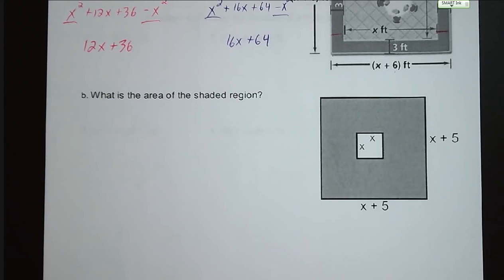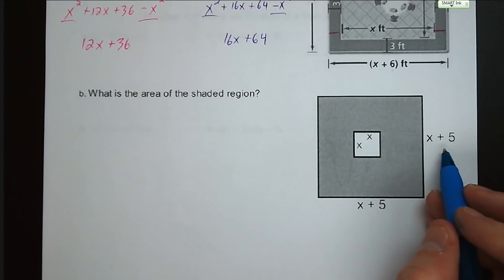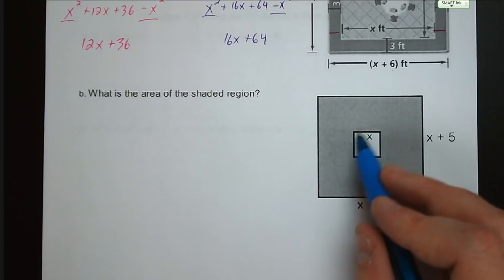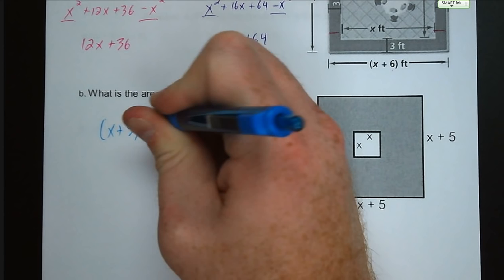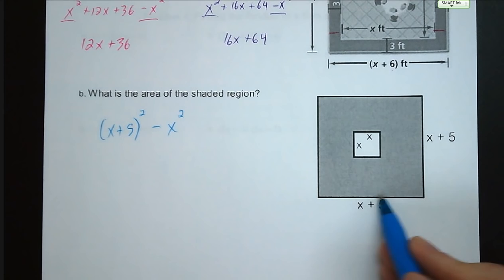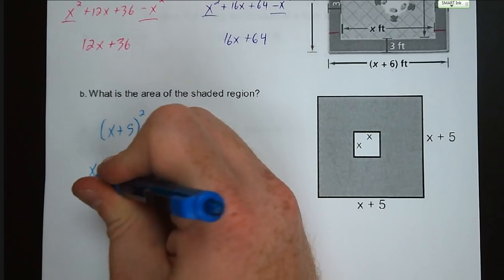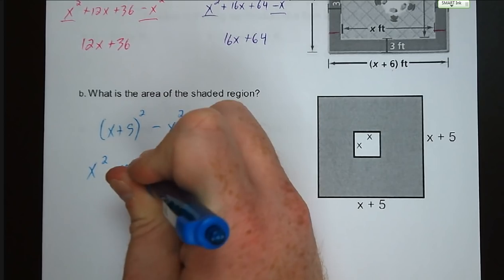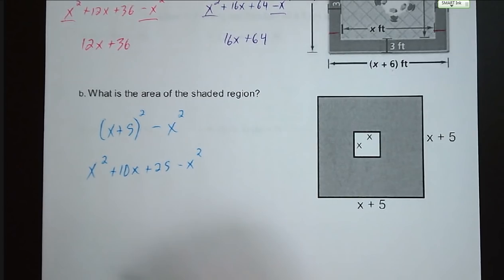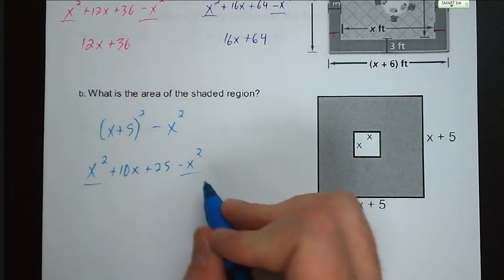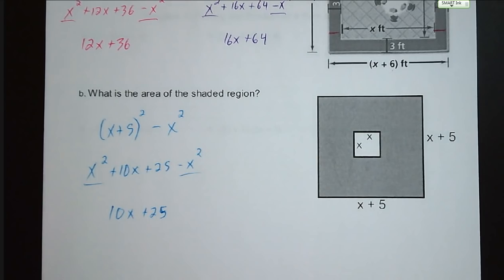Letter B, what is the area of the shaded region? Well, I've got a square that's x plus 5 side length, and I have a square with an x side length. So the same thing, x plus 5, the quantity squared, minus x squared, because we want to know the area of what's shaded and not the little cutout. So we've got x squared plus 10x plus 25 minus x squared. Again, simplify, combine like terms, 10x plus 25.